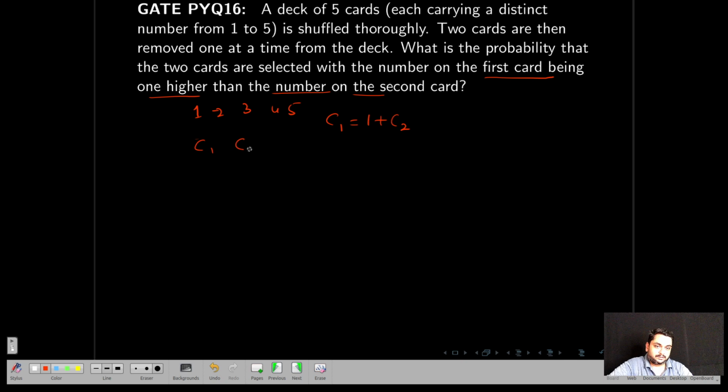So let us choose C1, C2. Now if C2 is 1, C1 has to be 2, right? 1 plus 1. If C2 is 2, this has to be 3. If this is 3, this has to be 4. If this is 5, this has to be 6. This cannot be, because you cannot have 6. Okay, so this is also not possible, right? Because only 5 cards are there.